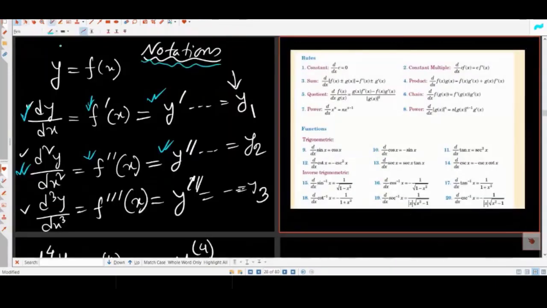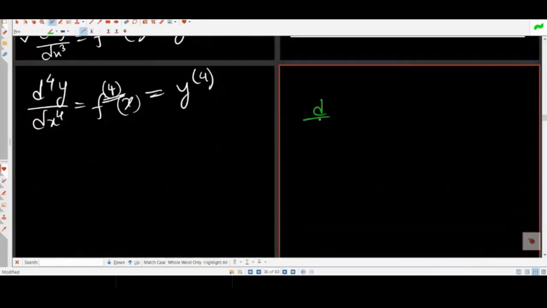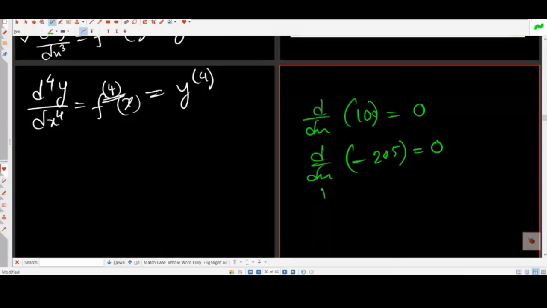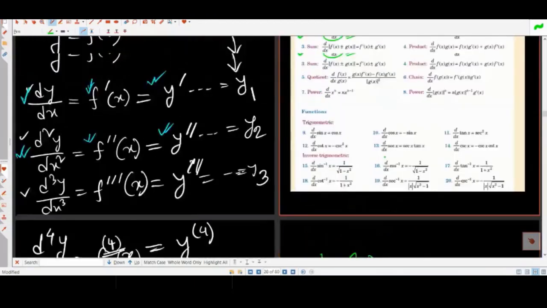So the first rule says that the derivative of any constant is 0. If we differentiate any constant, let's say 10, it will be 0. If we differentiate 100, it will be 0. If we differentiate negative 205, it will be 0. In general sense, we can say the derivative of any constant will be 0. So this is the first rule.